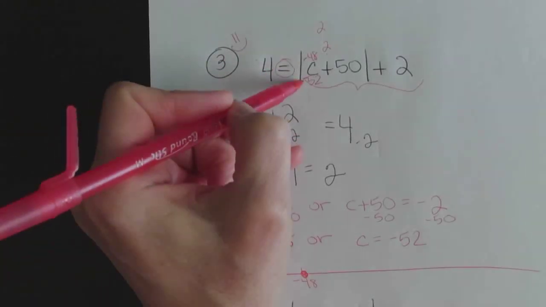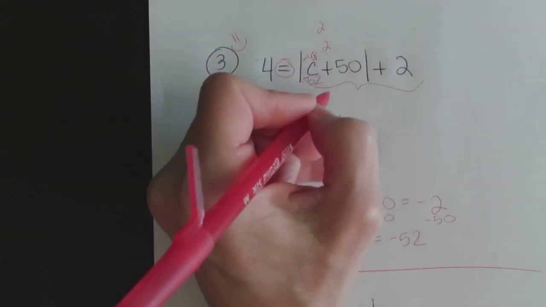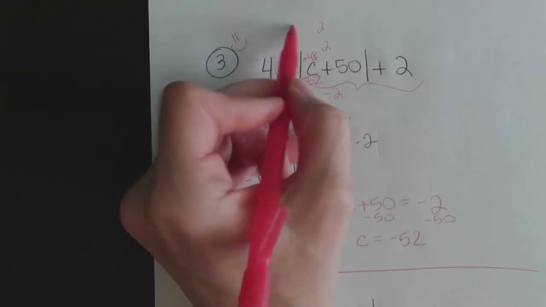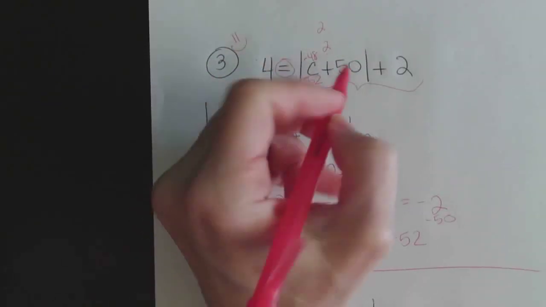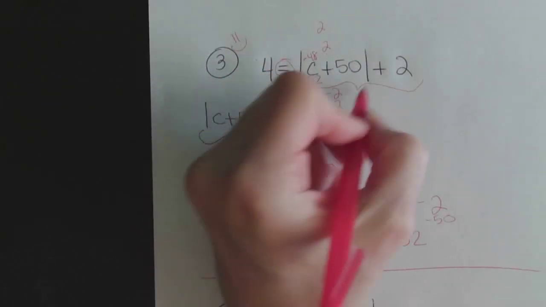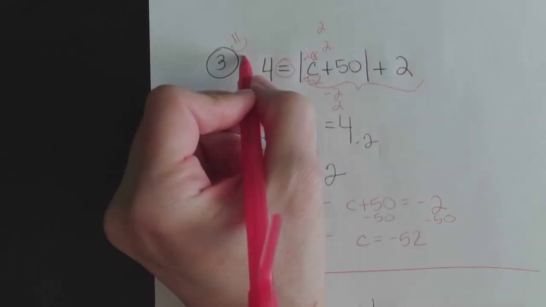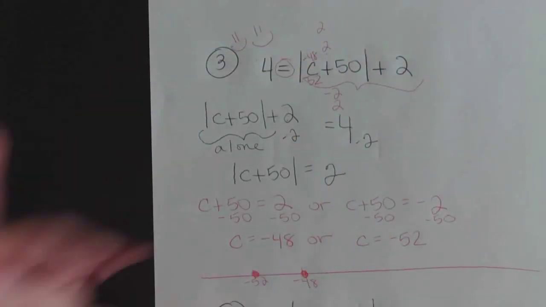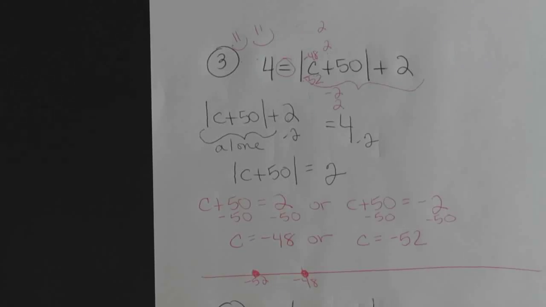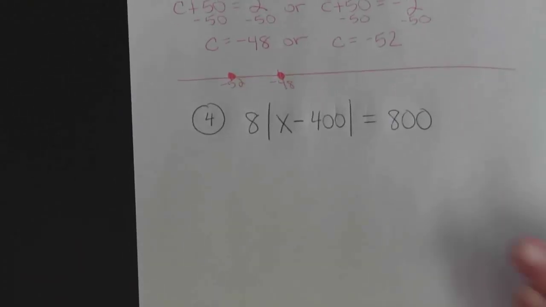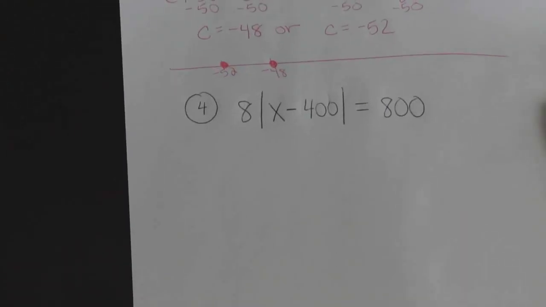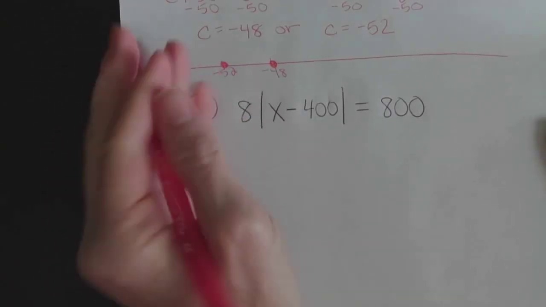Yay! And then the other one, -52. If I put a -52 for C, -52 plus 50 is -2. The absolute value of -2 is 2, plus 2, 4. And that's another smile. So it all works out.